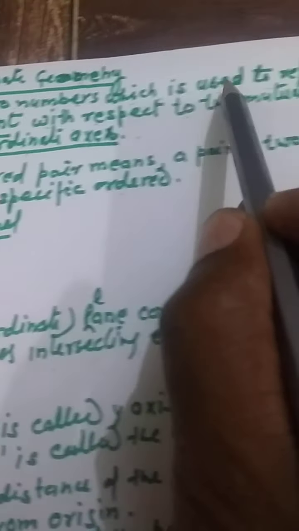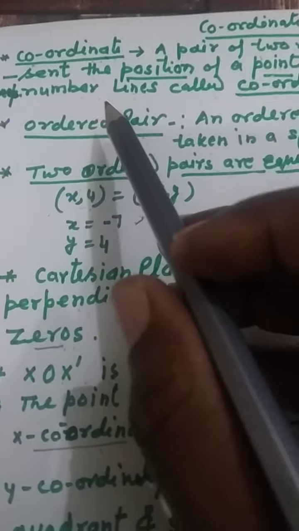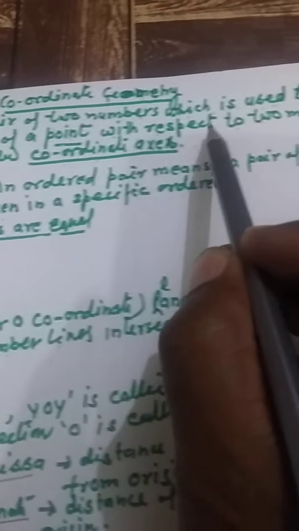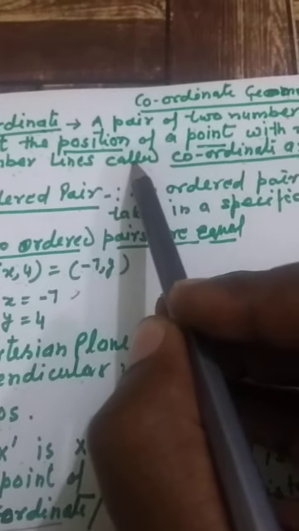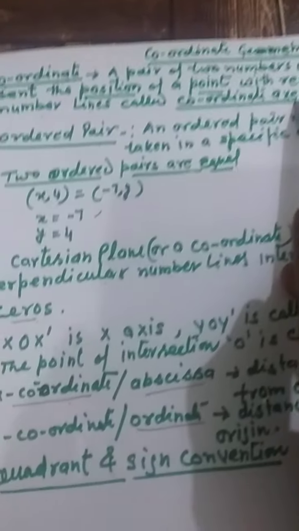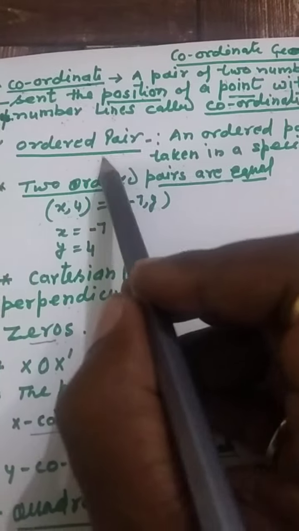So what is the literal meaning of coordinate? A coordinate is a pair of two numbers which is used to represent the position. This is very important. The position of a point with respect to two mutually perpendicular number lines called coordinate axis. Okay, clear?